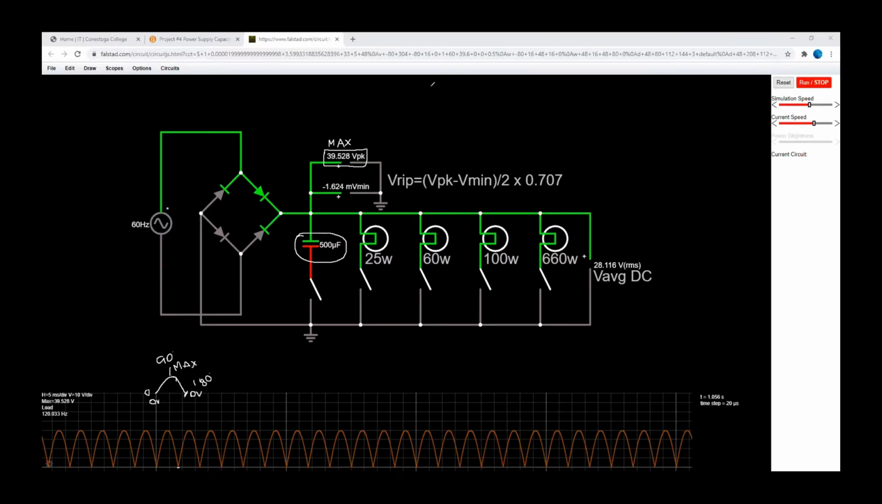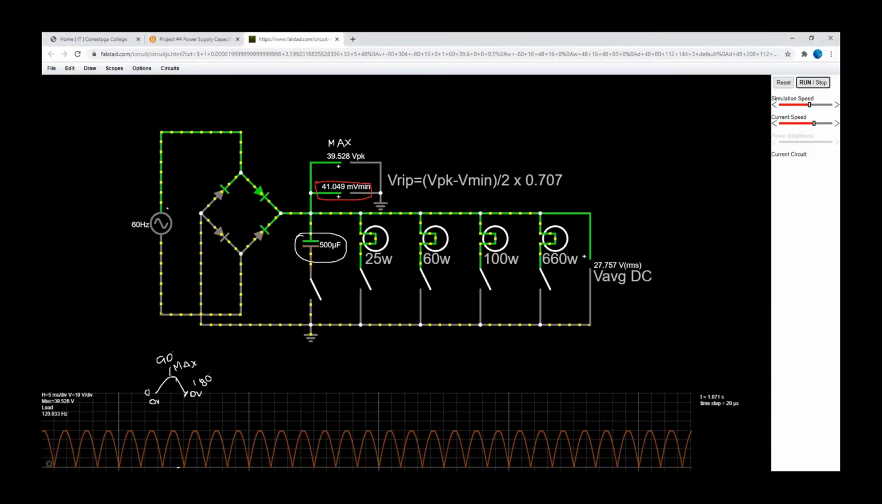So I'm going to rerun the simulation so you can see that now. And please pay attention to what's happening right here to your minimum voltage. The minimum voltage right now indicated by this simulation is minus 1.6. So I'm going to rerun the simulation.